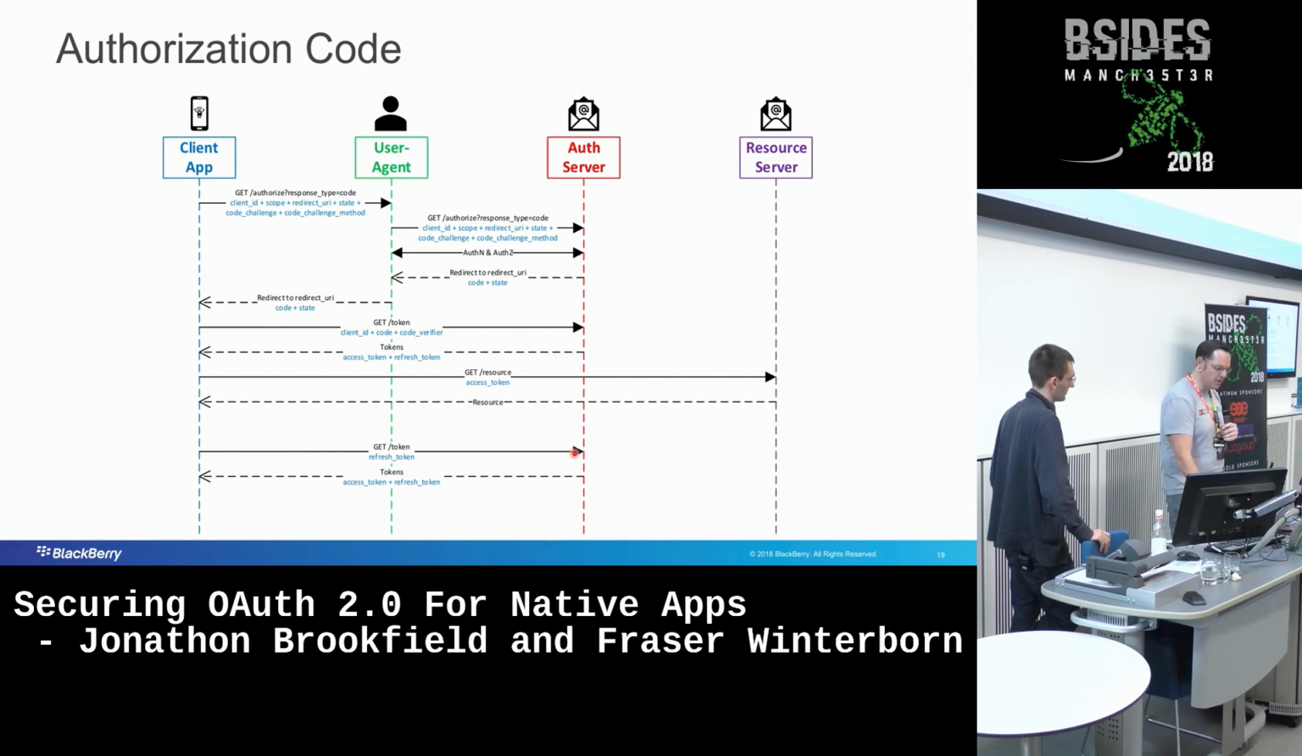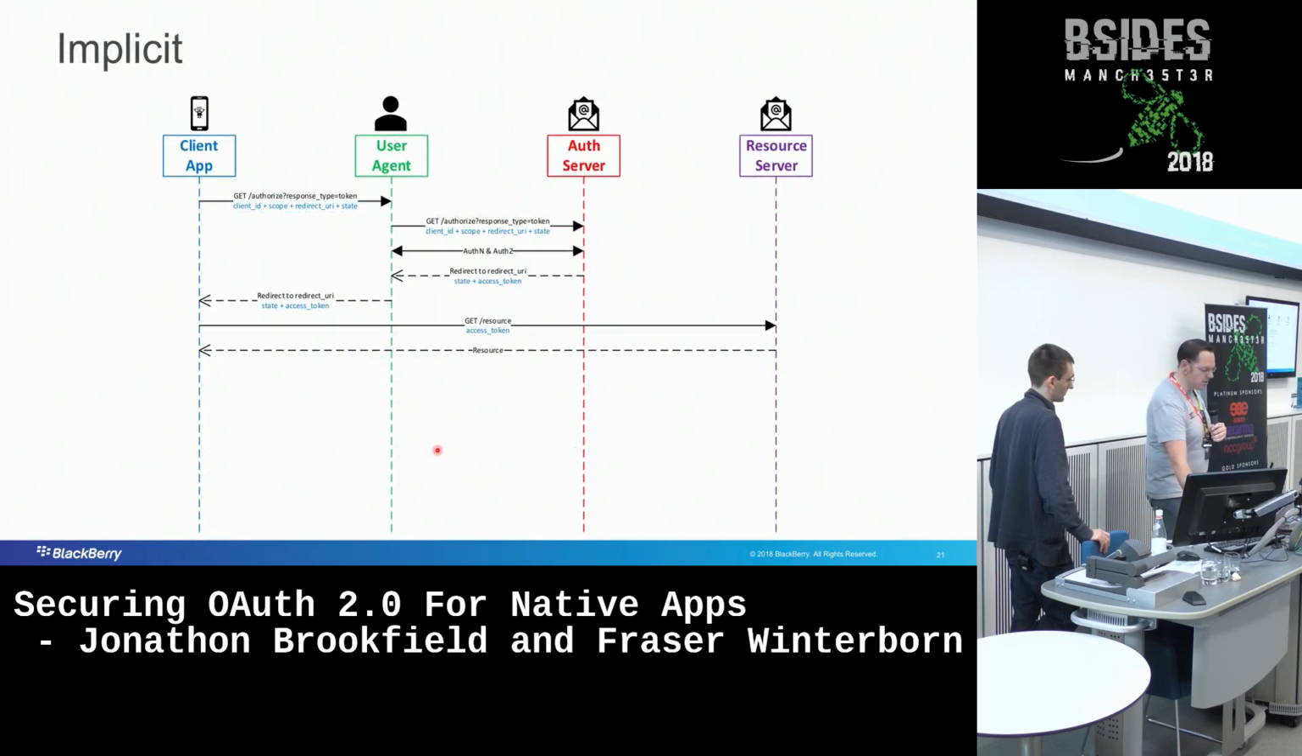And then you have, after time has passed, the refresh token being used to grab new access tokens. So moving on to the implicit grant, just to highlight the differences. So here, at the start, it follows a very similar flow to the authorization code grant. You have an authorization request that goes from the client app to the user's browser. Then that goes from the browser to the authorization server.